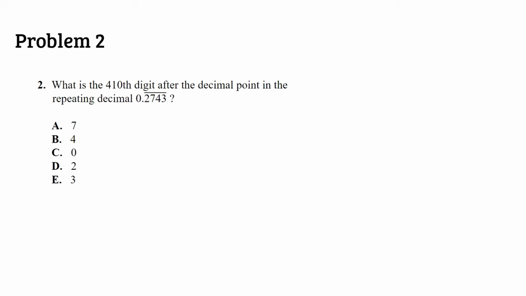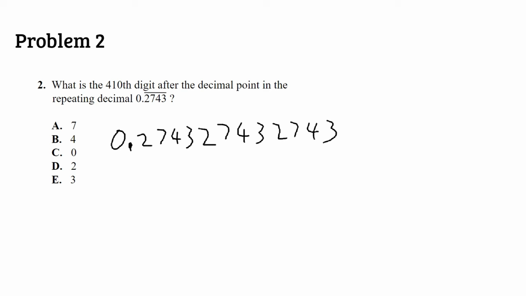Now this next problem is actually a pretty difficult problem to solve if you don't know how to approach it. We're looking for the 410th digit after the decimal point in the repeating decimal 0.2743. This means that this decimal just repeats, so 0.2743, 2743, 2743, and so on infinitely. First I'm going to show you the mathematical property that I'm going to use to solve this problem. You see here we have our groups of 4.